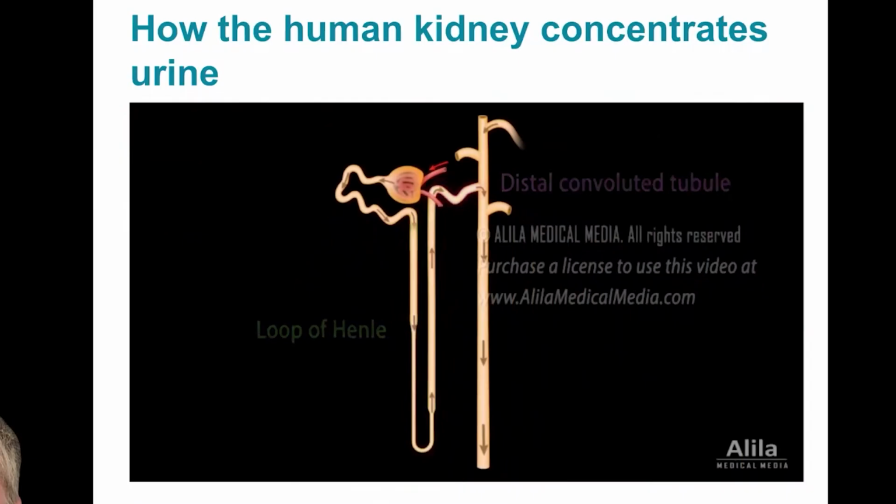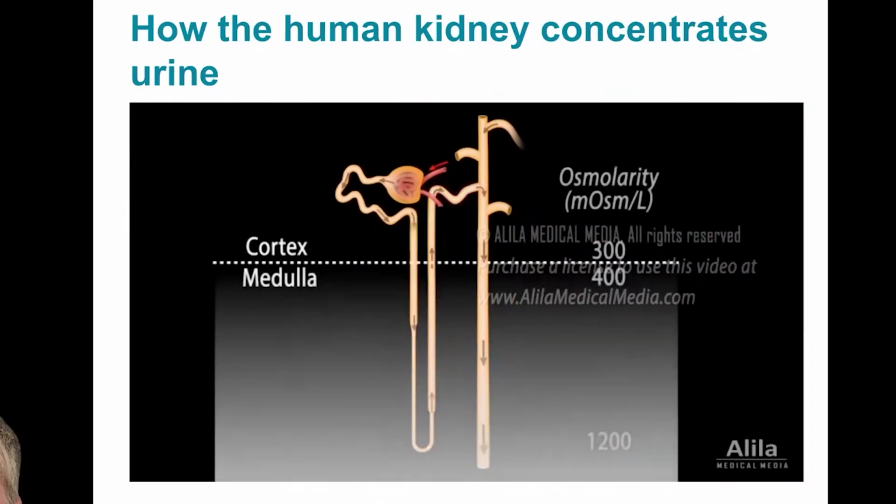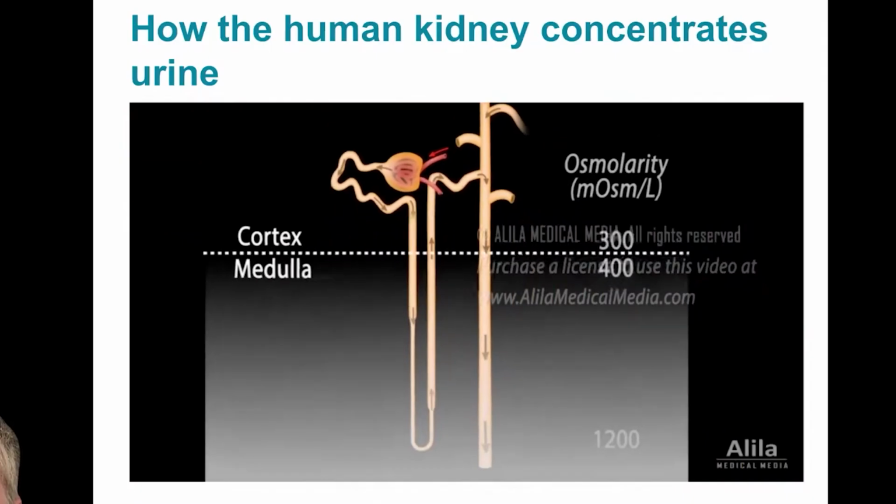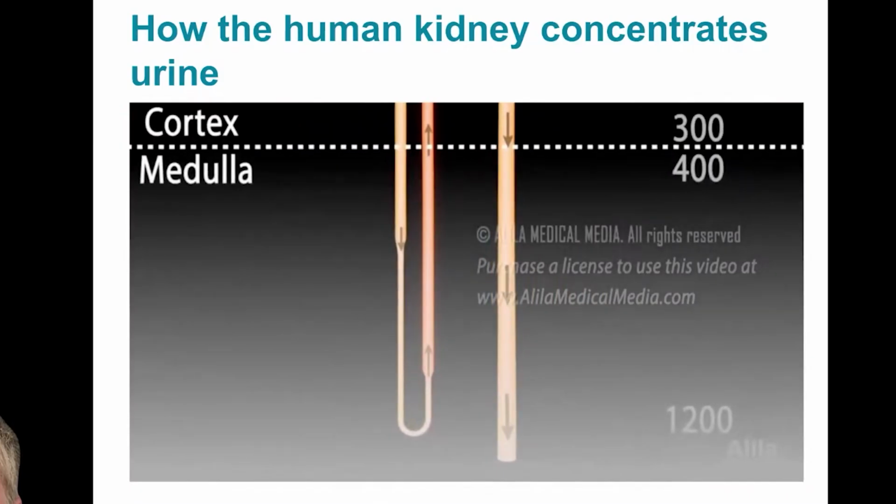The main function of the loop of Henle is to create and maintain an osmolarity gradient in the medulla that enables the collecting ducts to concentrate urine at a later stage. The ascending limb of the loop actively pumps sodium out, making the medulla salty. The descending limb is permeable to water, but much less to sodium. As the water exits the tubule by osmosis, the filtrate becomes more and more concentrated as it reaches the bottom.